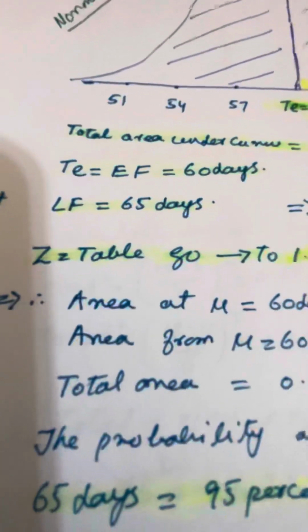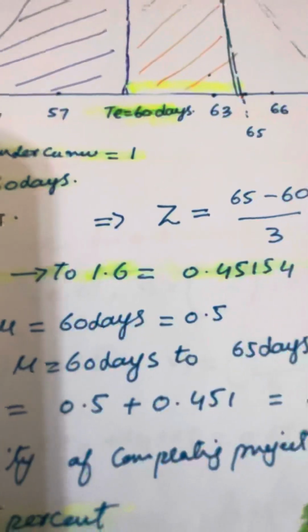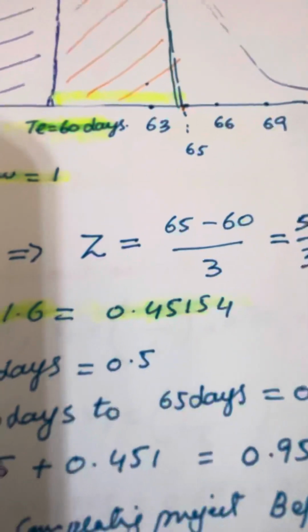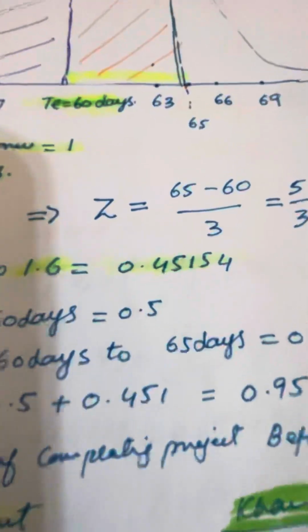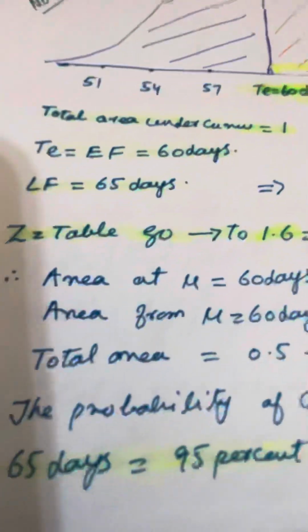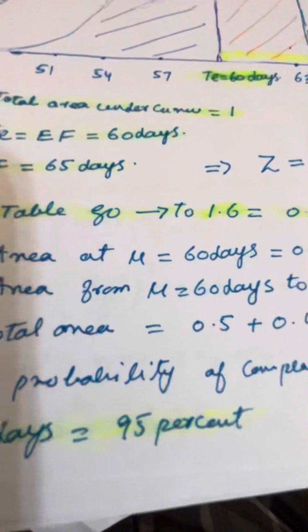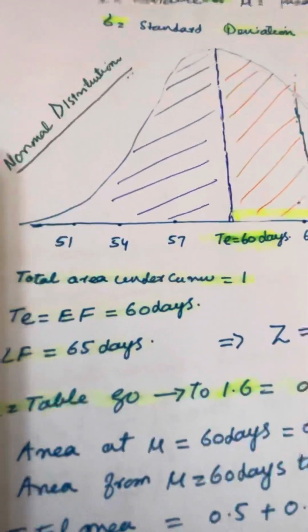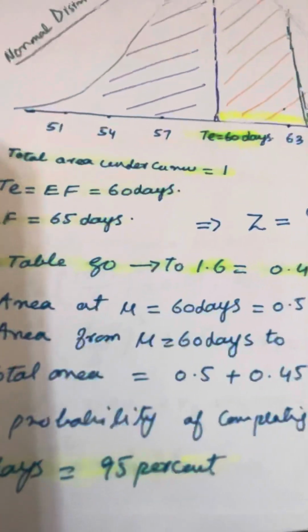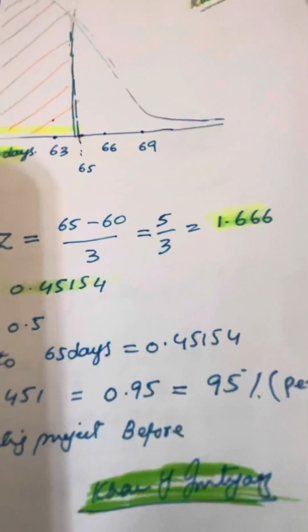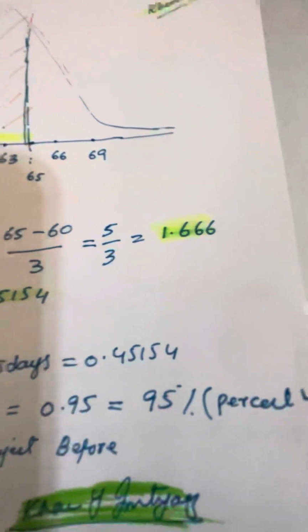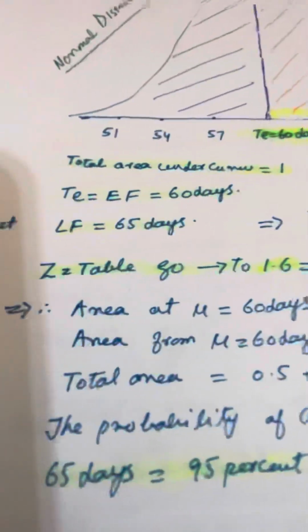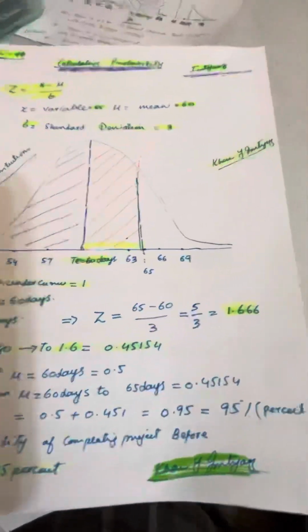And then the most important thing: in the table we went down to 1.6, and from there we went right to 0.06, and we got 0.45. Then we add both. We know the area under the curve is 1, so 0.5 is on the left of the 60 plus what we calculated. So we got 0.95, which is 95%. So the probability of completing the project before 65 days is 95%.